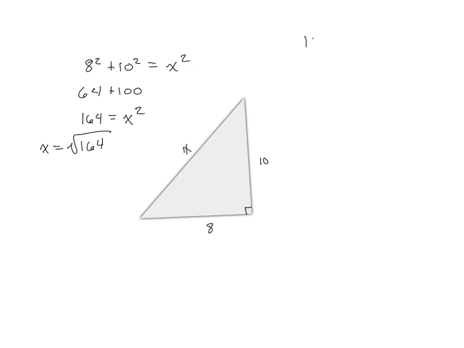So let's work on rewriting 164 in terms of its primes. So I know 4 goes into 164 41 times, which is going to give me 2 times 2. So basically it's 2² times 41, because 41 is a prime number. So we've got the square root of 2² times 41, which is going to simplify to 2 square roots of 41.